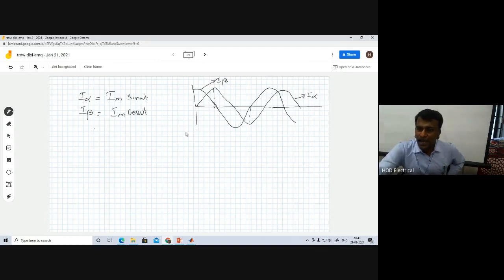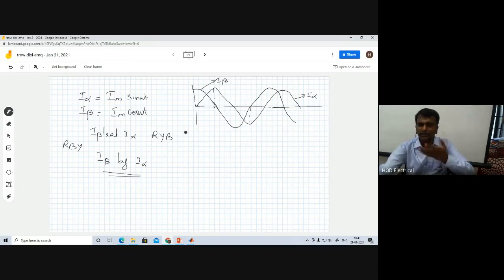We can say I beta will lead I alpha. For example, this is the case of RYB sequence. If the sequence is RBY, we can say I beta will lag I alpha. I beta will lag I alpha.